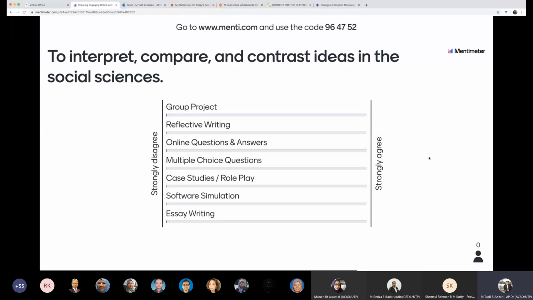To interpret, compare, and contrast ideas in the social sciences. I think our friends in management and humanities would like to know how to do this. This is their field. So what would be the best for us to address these learning outcomes? To interpret, compare, and contrast ideas in the social science. What would be the best alternative assessment that we can use online?